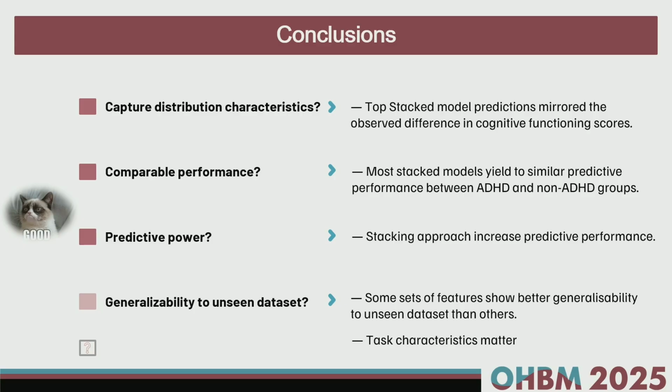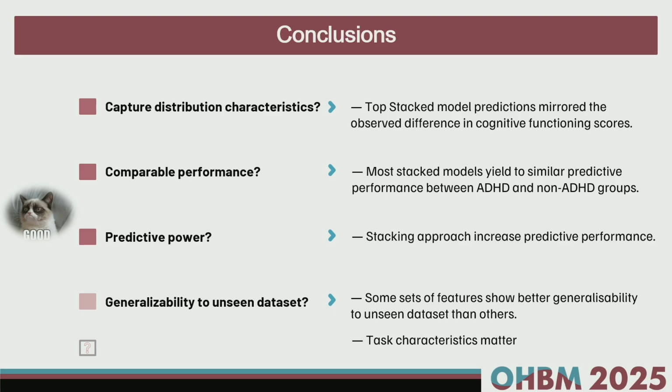And finally, if we revisit the questions that we had at the start, our top stacked models showed the significant difference that we were seeing for the observed cognitive functioning scores between non-ADHD and different ADHD tiers. And also, when we looked at the performance, we could see that most of our stacked models show no significant difference in performance between ADHD and non-ADHD. And also, we could see that the boost that comes from combining different neuroimaging modalities was not only seen in overall performance, but also within each of our ADHD groups.